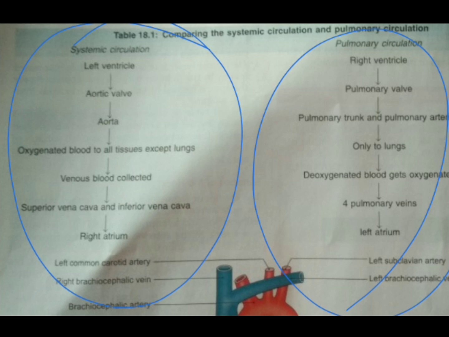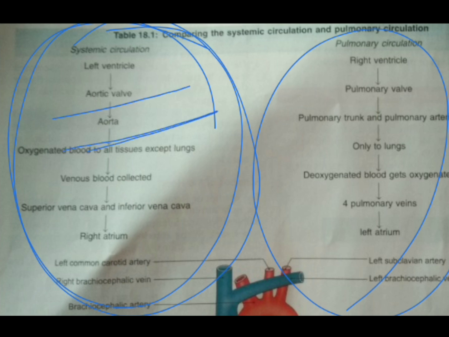First we are going to see the systemic circulation. It starts with your left ventricle. Through the aortic valve, it goes into the aorta, carrying oxygenated blood to all tissues except your lungs, which get oxygenation from the pulmonary arteries. Then venous blood is collected by the superior and inferior vena cava and goes into the right atrium.